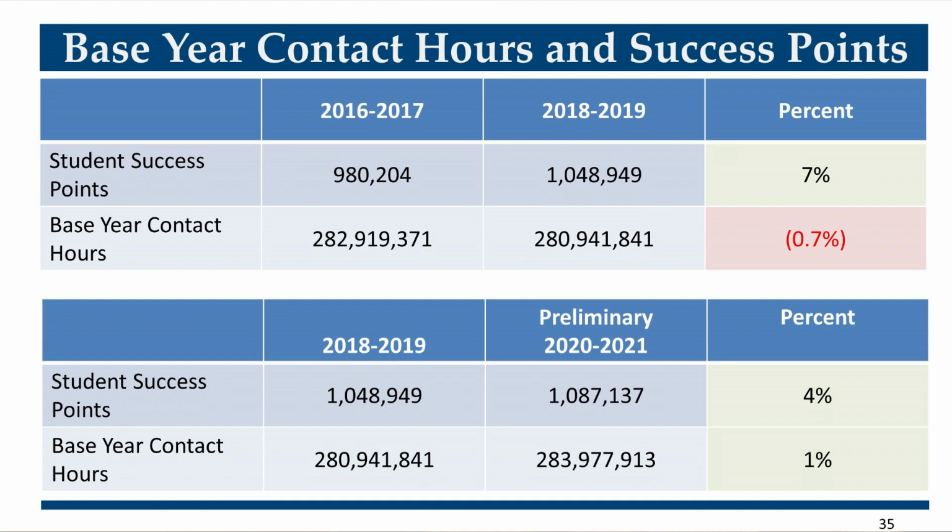There's still debate about that. Is there a point where that's not going to continue? I don't know. But I think it's something we've got to continue to work on together. For this next session, student success points, we're estimating a 4% increase, and base year contact hours, we're estimating a 1% increase. And so those increases have gone into those calculations we showed you for the funding request of $1.9 billion. We'll adjust those as we get through this base year funding period.